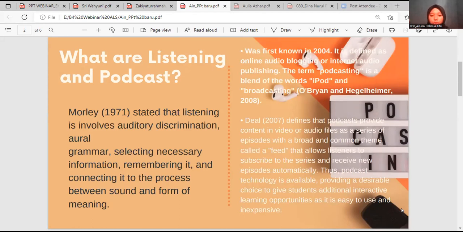Then, what is a podcast? According to O'Brien and Hegelheimer, a podcast is defined as online audio blogging or internet audio publishing. The podcast was first known in 2004. The term podcasting is a blend of the words iPod and broadcasting. In another definition, Dill in 2007 defined that podcasts provide content in video or audio files as a series of episodes with a broad and common theme called a feed that allows listeners to subscribe to the series and receive new episodes automatically. This podcast technology provides a desirable choice to give students additional interactive learning opportunities as it is easy to use and inexpensive.